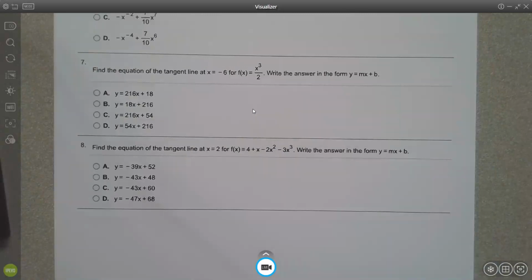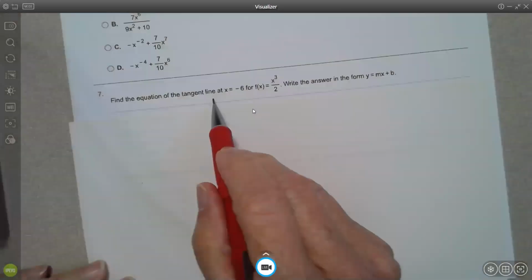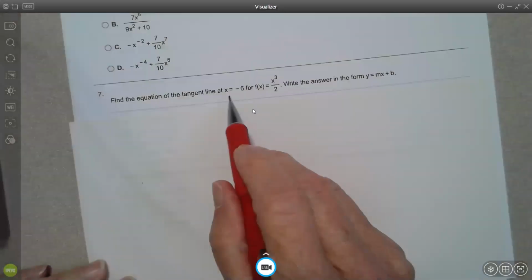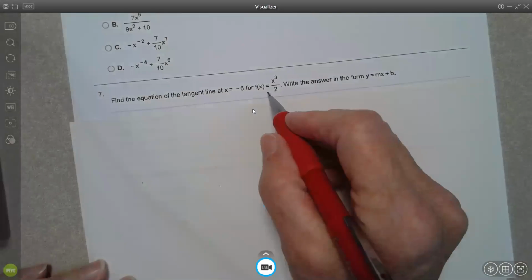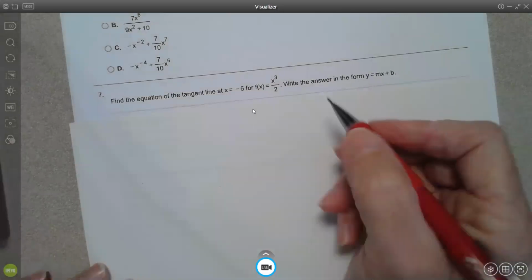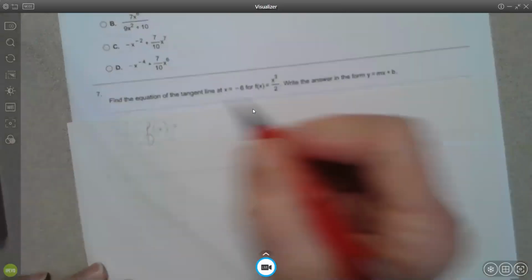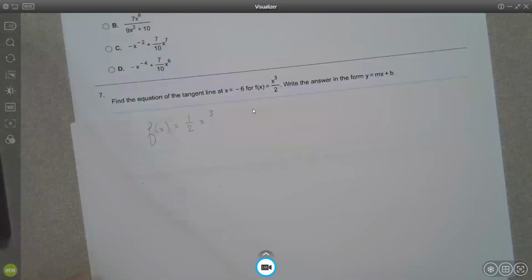So let me cover up the answer. So the equation of the tangent line at x equals -6. For us to find the slope, which I don't know the point yet, but for me to find the slope, this is where your derivative comes in. So let me rewrite f of x and see if this rewrite is okay. Remember, you need to see your coefficient, your variable, raised to whatever exponent.